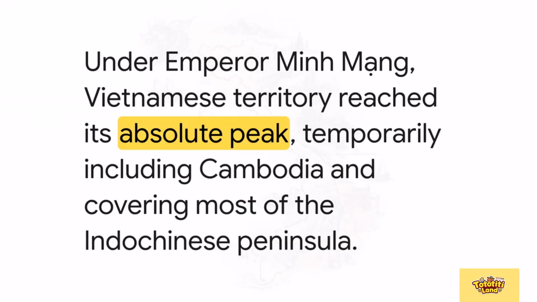And get this, for a little while, the country's territory was actually bigger than it is today. Under Emperor Gia Long's successor, Minh Mang, Vietnam pushed west, and for a short time, it even incorporated Cambodia, reaching the absolute biggest it had ever been in its history.